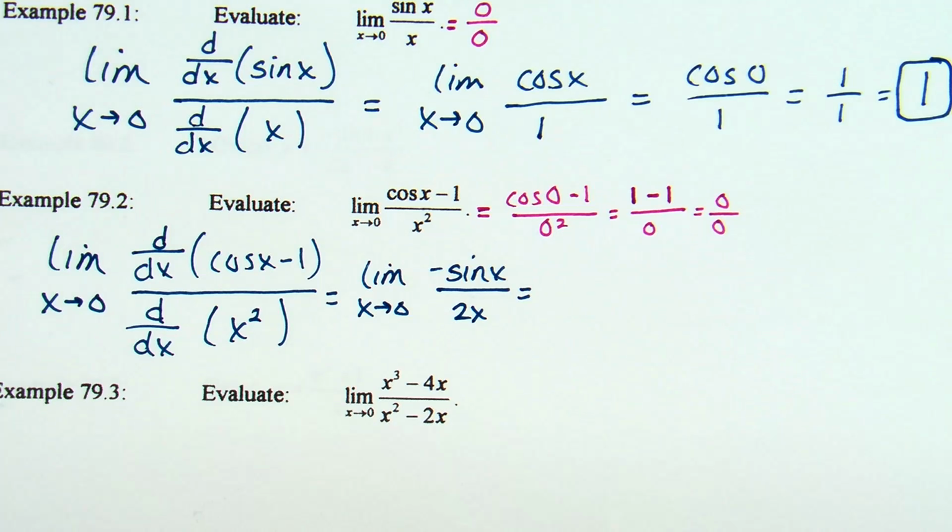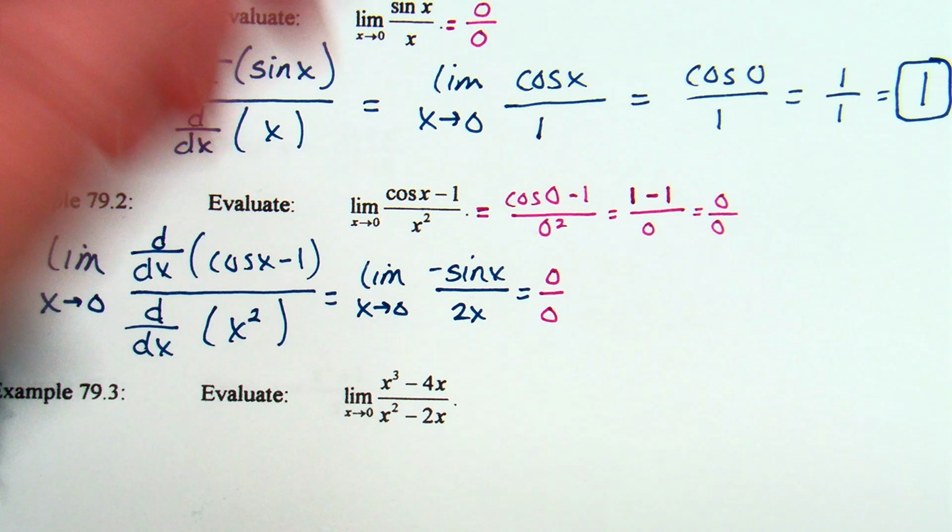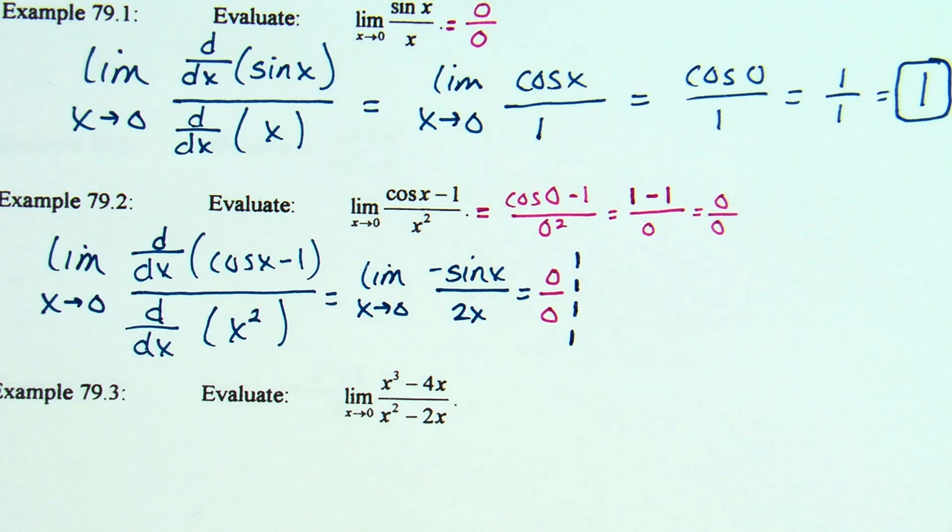Now what? Plug in 0. What's negative sine of 0? 0. What's 2 times 0? 0. What just happened? We got that indeterminate form a second time. What did I say, though? No. We do it again. We're going to do L'Hopital's rule again. Good news is that L'Hopital's rule isn't that difficult. It's not hard to apply, is it?